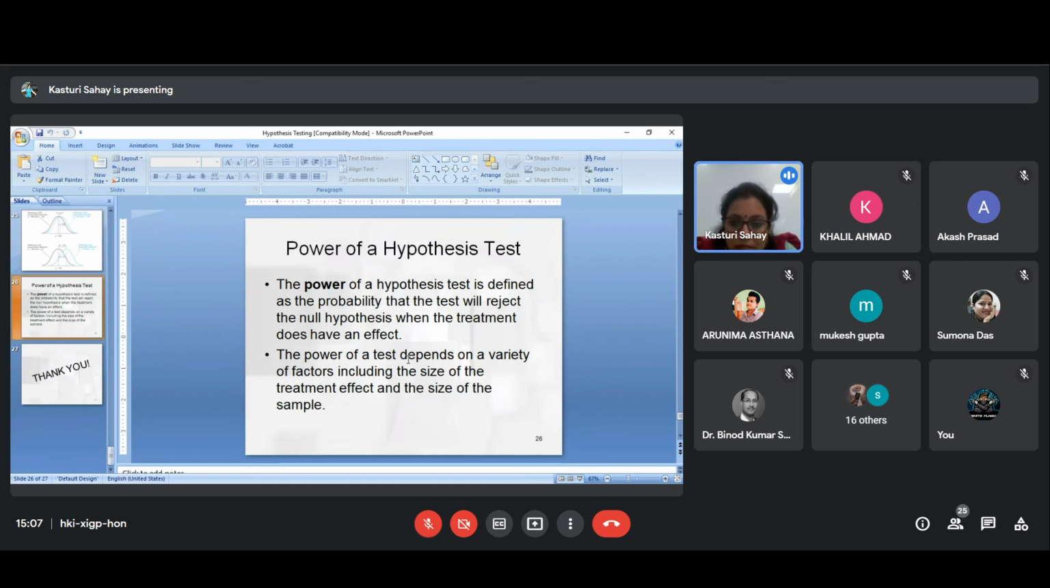Now, power of a hypothesis test is defined as the probability that the test will reject the null hypothesis when the treatment does have an effect. The power of a test depends on a variety of factors, including the size of the treatment effect and the size of the sample. So as I was saying, it is very important to measure the effect size, that is Cohen's d, because that helps you to determine the power of the hypothesis test. That is, the test will reject the null hypothesis when the treatment does have an effect.